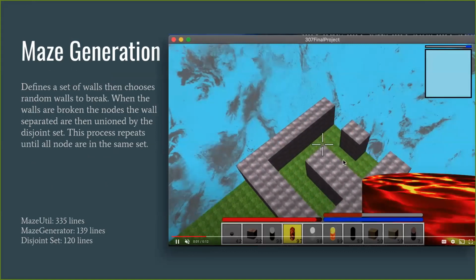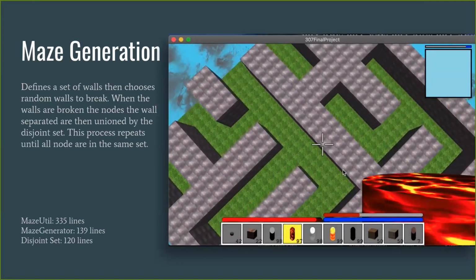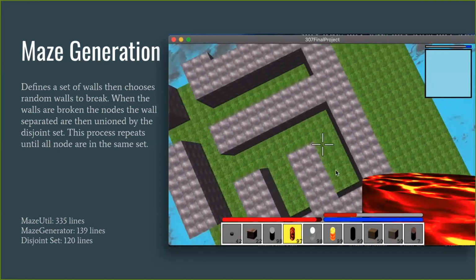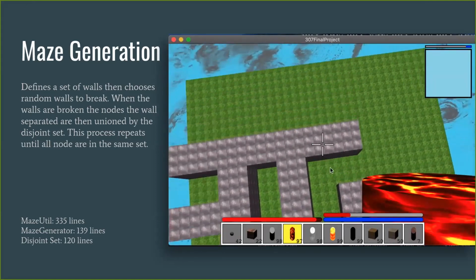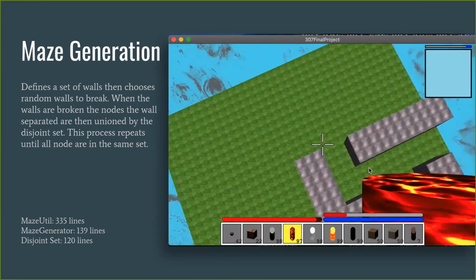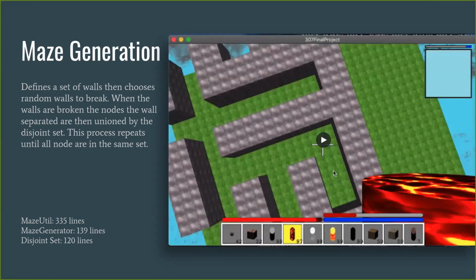So for the maze generator, we basically set up a grid of walls, and then we chose random walls to break. And when you broke a wall, you would add the 2 nodes that the wall was separating into the disjoint set, and you would union them, and you would continue until all of the nodes have been unioned.